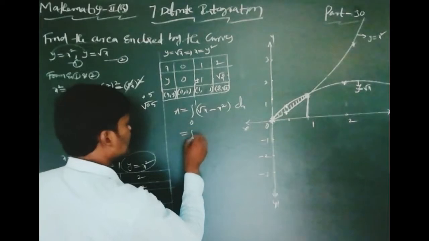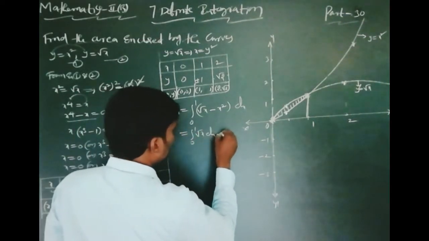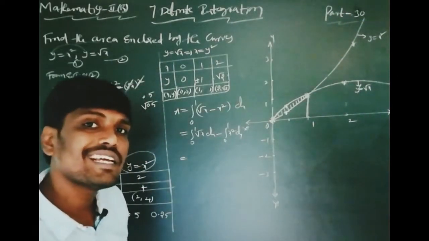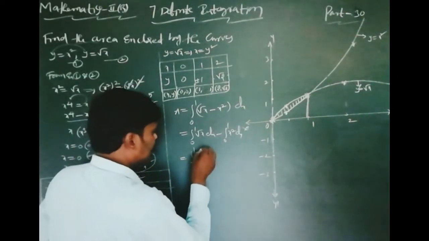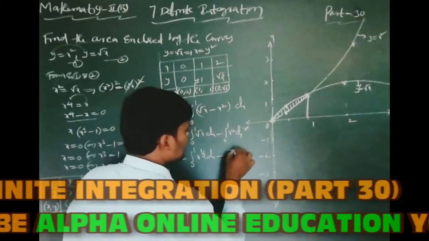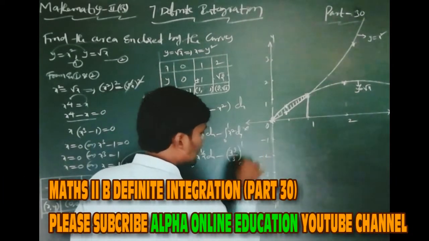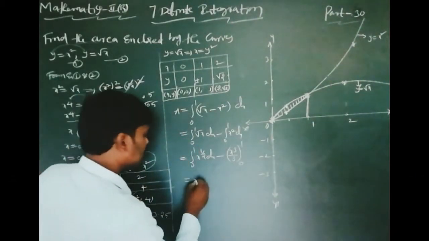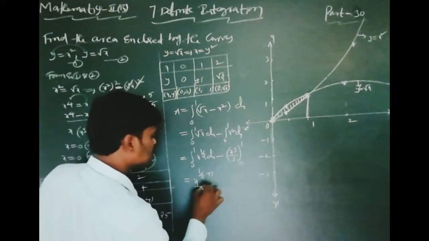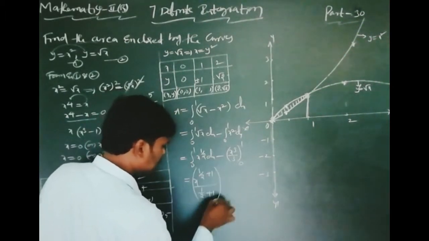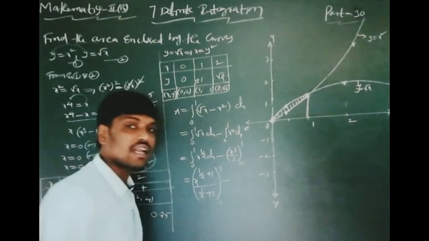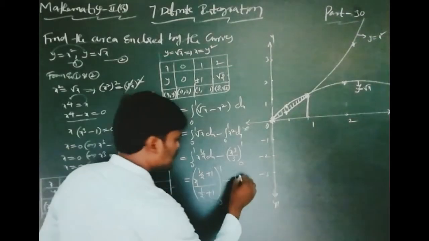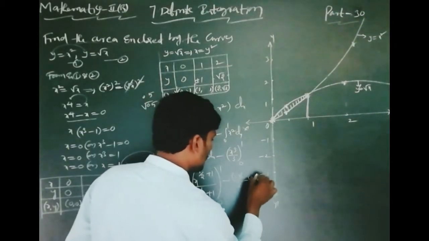After that, separate the integration: integral 0 to 1 root x dx minus integral 0 to 1 x square dx. What is the integration of root x? You know: integral 0 to 1 x power 1 by 2 dx minus x square integration, x cube by 3, limits 0 to 1. What is the integration of x power 1 by 2? It is x power 1 by 2 plus 1 over 1 by 2 plus 1, limits 0 to 1, minus. Here you write the upper limit: 1 cube by 3 minus 0 cube by 3.